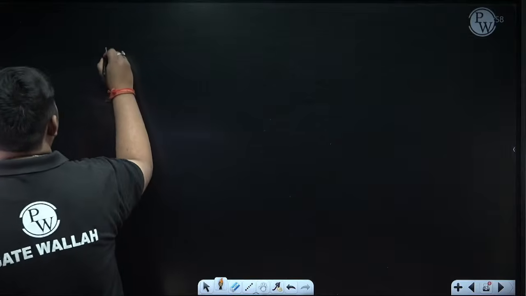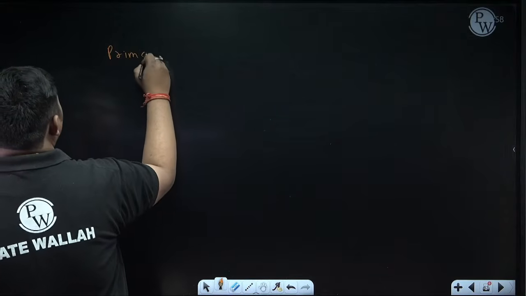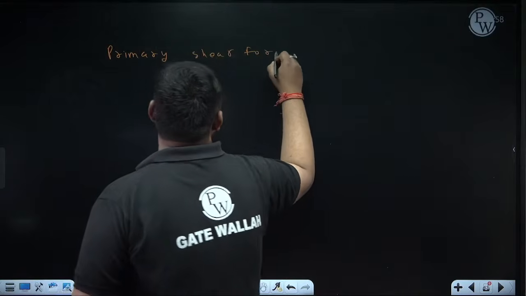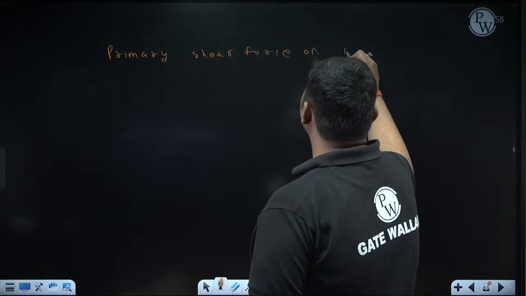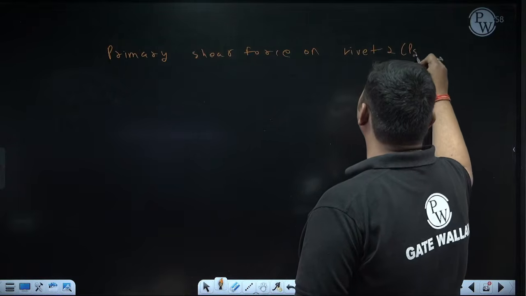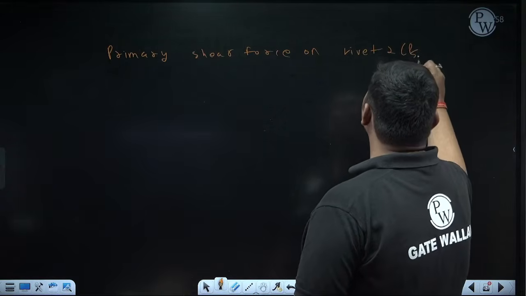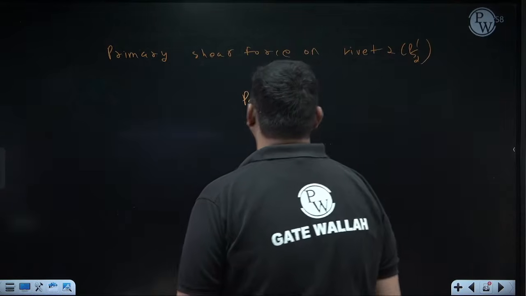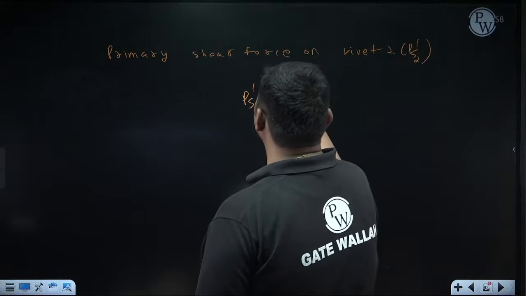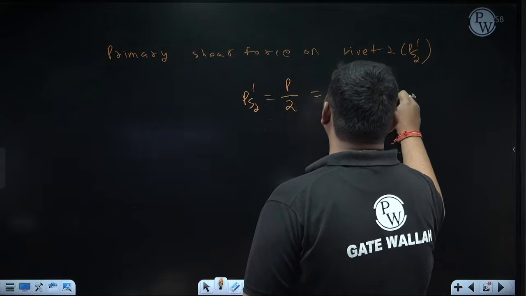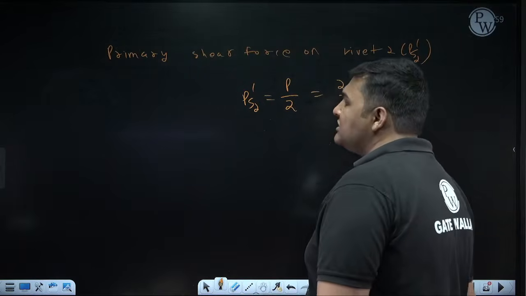First I am calculating the primary shear force on the worst loaded rivet, meaning rivet 2, that is PS2 dash. But primary shear, see, it will be the same for each rivet. So the same value will come for the critical rivet also. And the formula to calculate this is total force, which is P, divided by the number of rivets, which is 2. Right now P is 20, so 20 divided by 2, 10 kilonewton. So the primary shear force is 10 kilonewton.